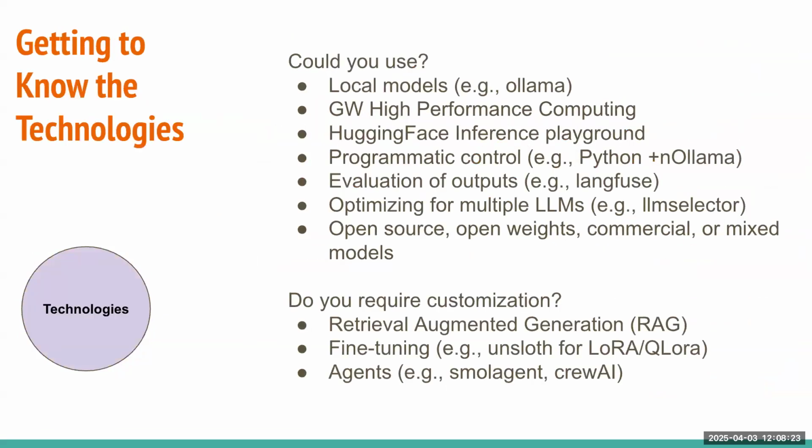Then you have to select what technologies you're actually going to use. And this could be using local models such as Ollama, if that's helpful to your workflow. It could be using the HPC resources available at GW. So if you're going to try to fine tune a model, or if you want to develop a bigger RAG process, you may.